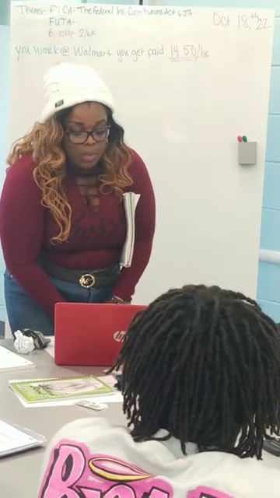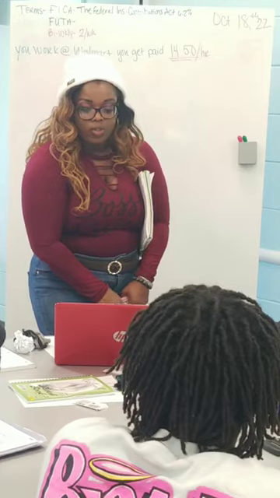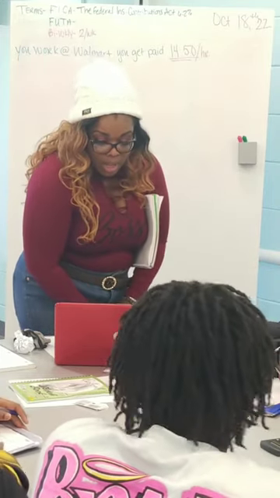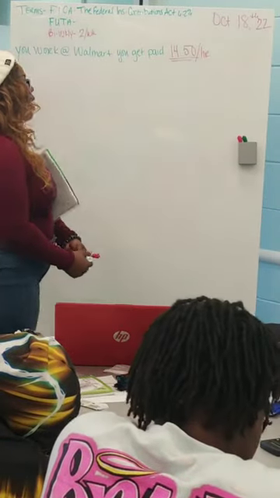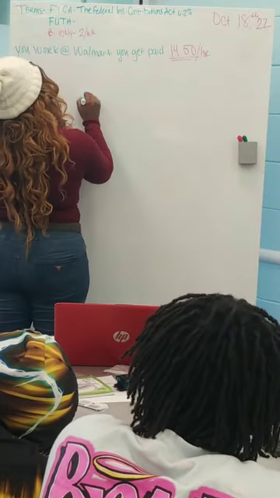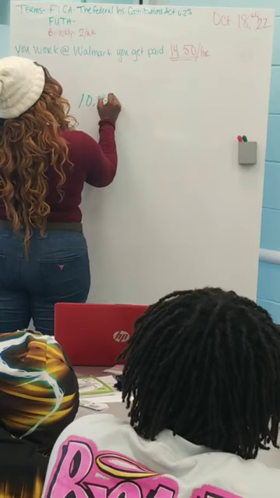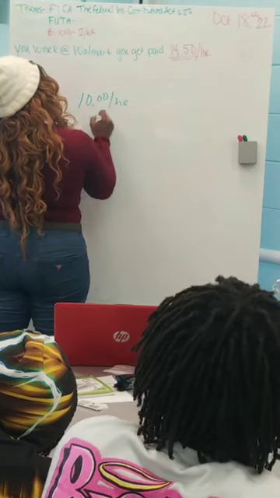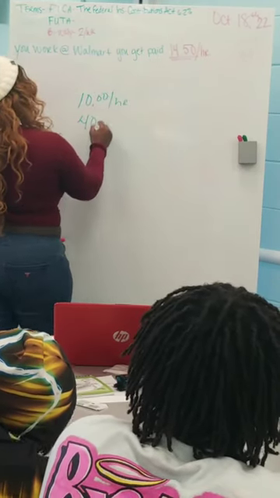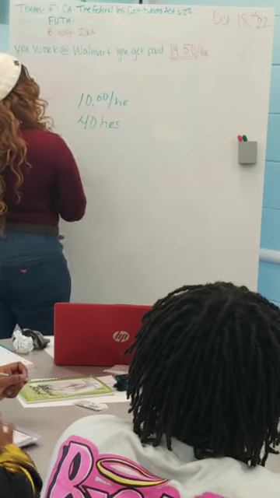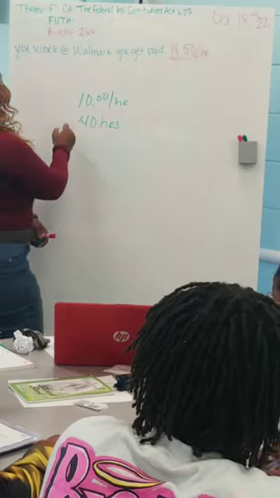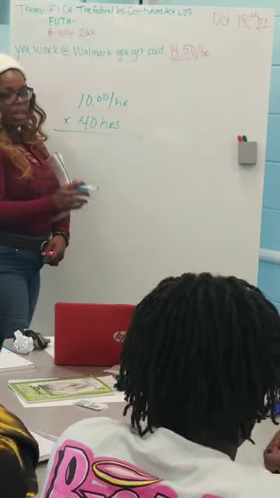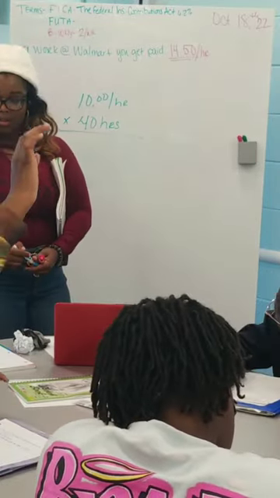It says John Smith worked 40 hours for his money. He only gets paid $10 an hour. So what was the total money that he made? He gets paid $10 an hour, and he worked 40 hours. How do we figure out how much he got paid? Do we add? Good job, Michael. We are multiplying. So how much money did he make for his week earning?